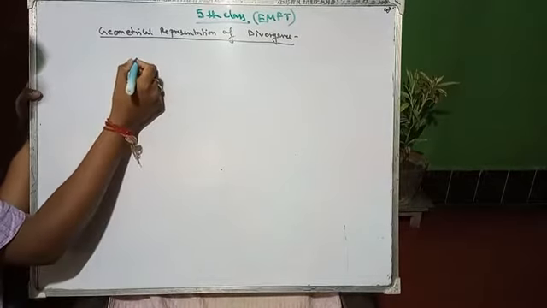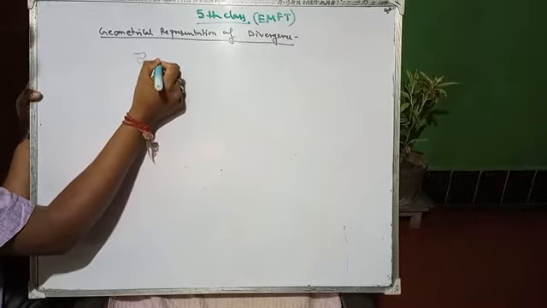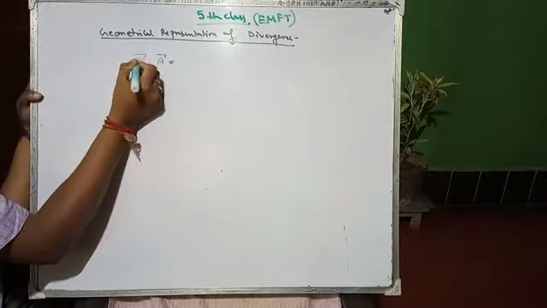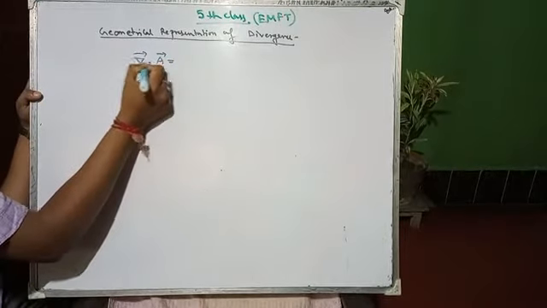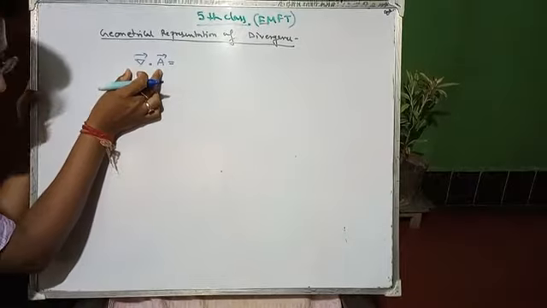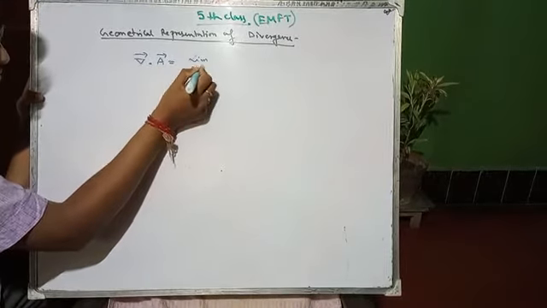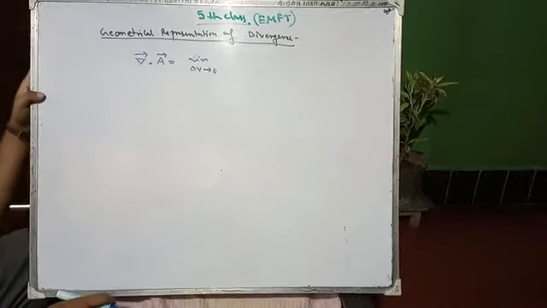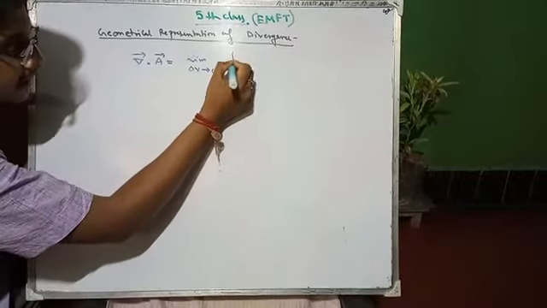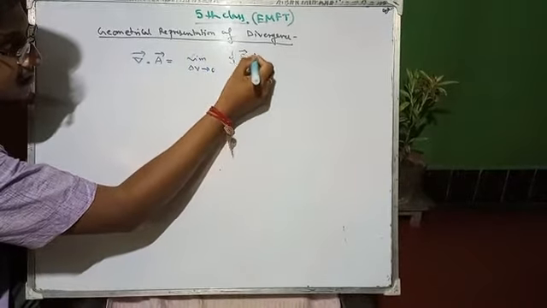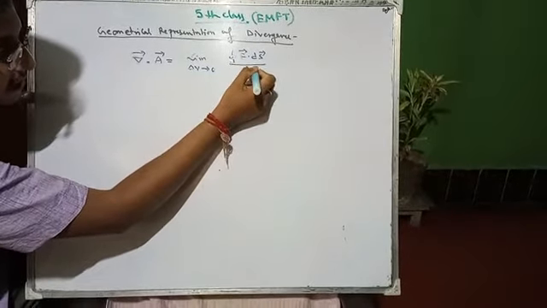Suppose we are taking a vector; this is the denotation of divergence of any vector, which will be equal to the limit. Because the volume shrinks to zero, that means limit del v tends to zero, of the net outward flux. This is the definition of net outward flux.